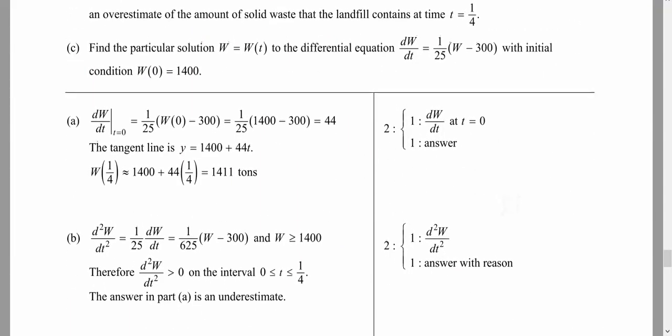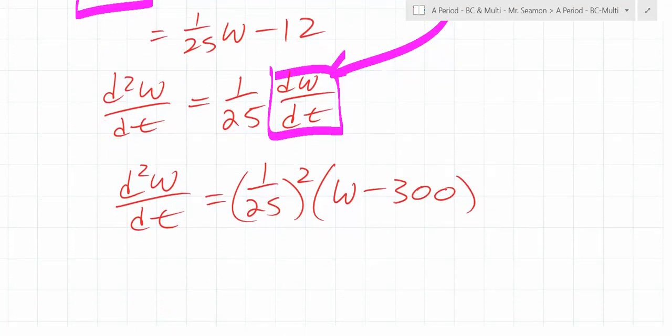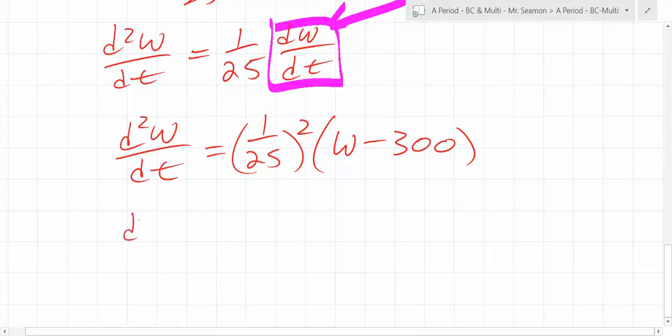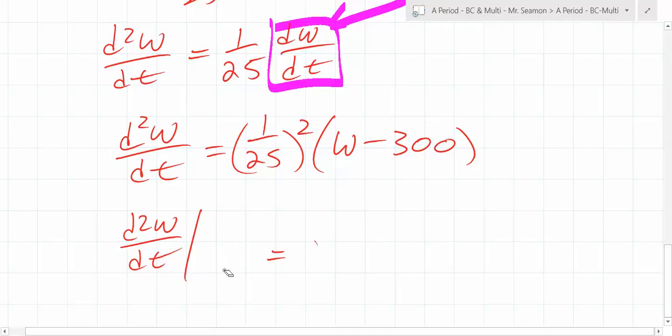Then it says, to determine whether your answer in part A is an underestimate or an overestimate. Well, this tells us the concavity, right? So we would love to know the second derivative at what value? When T is 1/4. Oh, we have it in terms of W, right? So our W was what? 1411 at that point. The concavity is going to be positive, right? When time is 1/4, you want it when W is equal to what? What was our estimate?